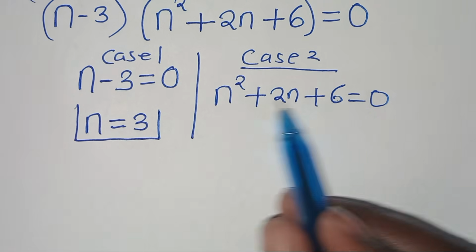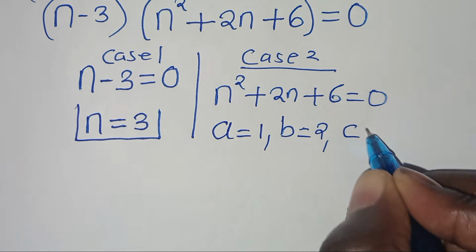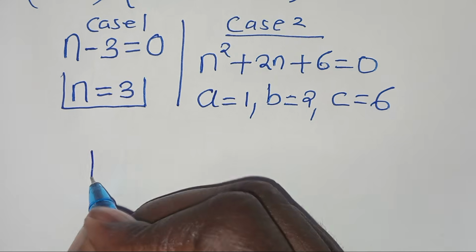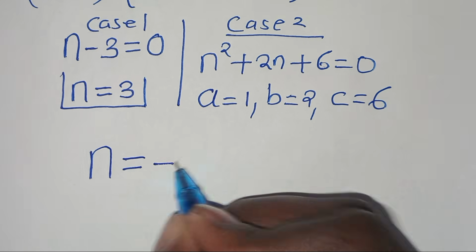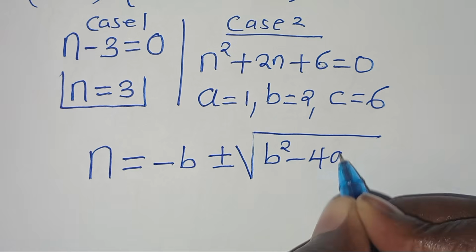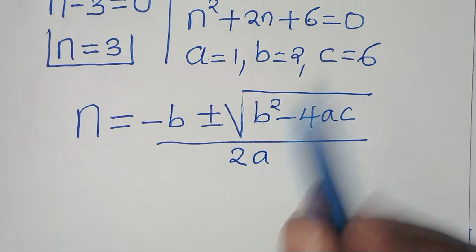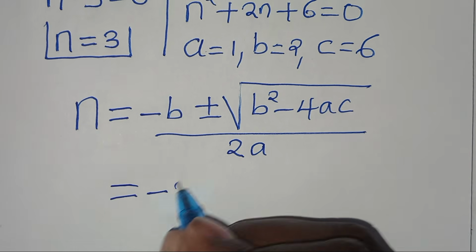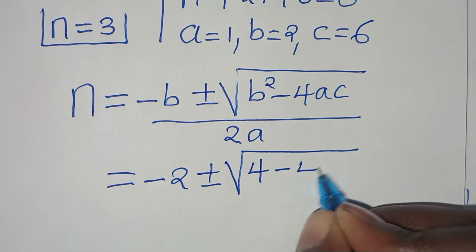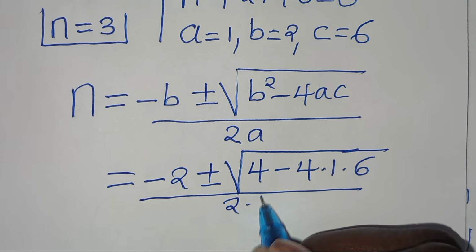Now from the second part, this is a quadratic equation where a is equal to 1, b is equal to 2, and c is equal to 6. So we can solve this quadratic equation by applying the quadratic formula. That means n is equal to minus b plus or minus the square root of b squared minus 4ac, everything divided by 2 times a. So let's substitute the values of a, b, and c into this formula, so that we have negative 2 plus or minus the square root of 2 squared, this is 4, minus 4 times a, which is 1, times c, which is 6, everything divided by 2 times 1.